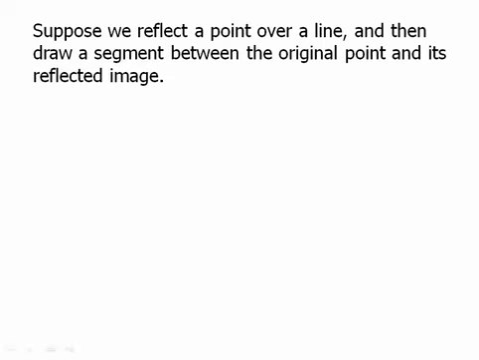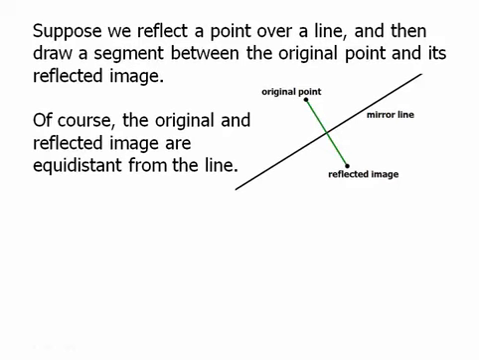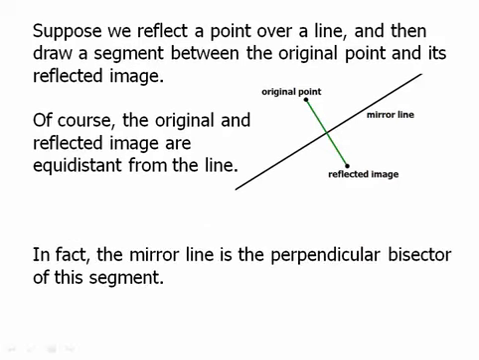Suppose we reflect a point over a line and then draw a segment between the original point and its reflected image. So we have an original point, reflected image, and we draw a little segment, that green segment, connecting them. Of course, the original and the reflected are equidistant from the line, but more than that, the mirror line is the perpendicular bisector of that segment. That's a big idea, that a mirror acts as a perpendicular bisector.